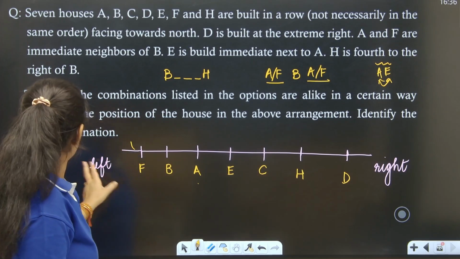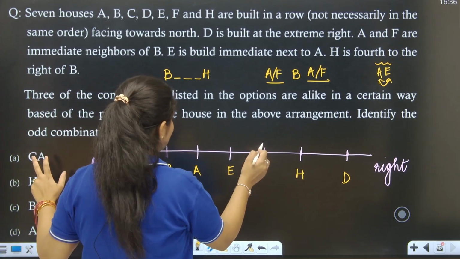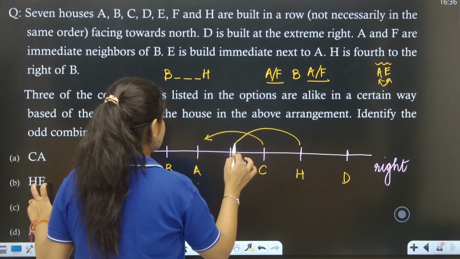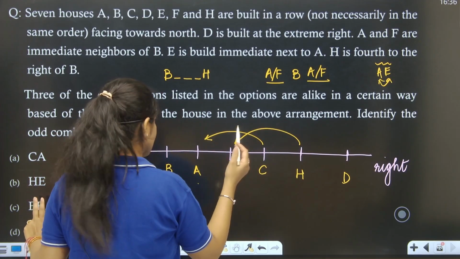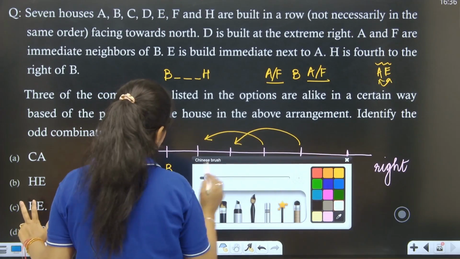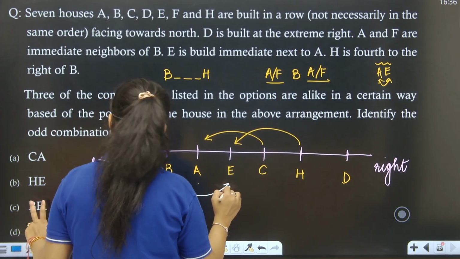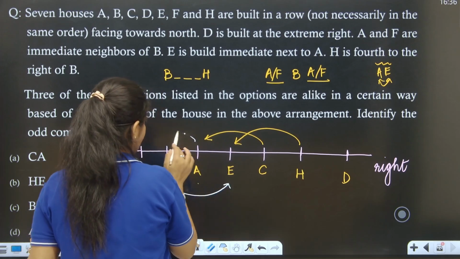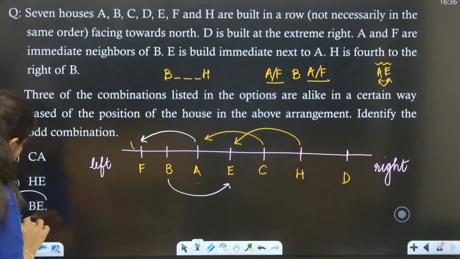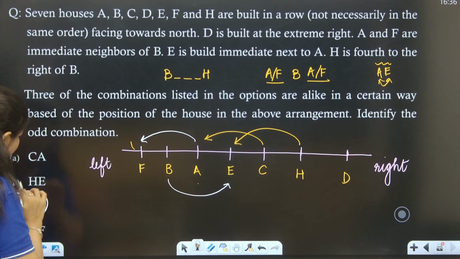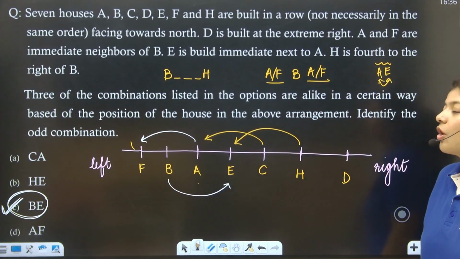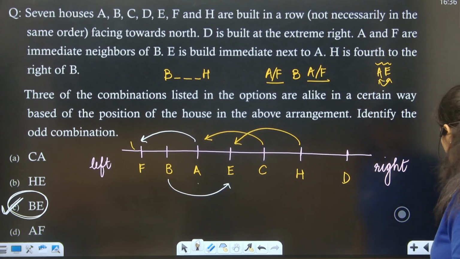Okay. So CA. That means we are moving in this direction. HE. Yes. There's a gap of one and moving in this direction. BE. Okay. In the BE, we are moving in this direction. Okay. AF. Again, we are moving. So we can easily say that the odd one out is option number B. Sorry, option number C, that is BE. The odd one out over here is option number C, right?